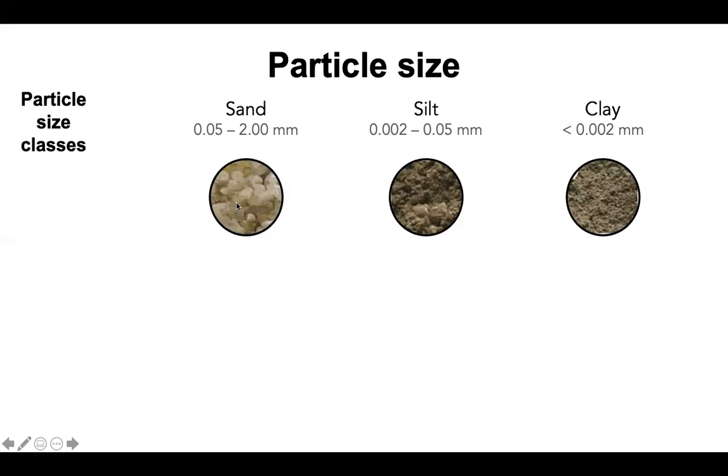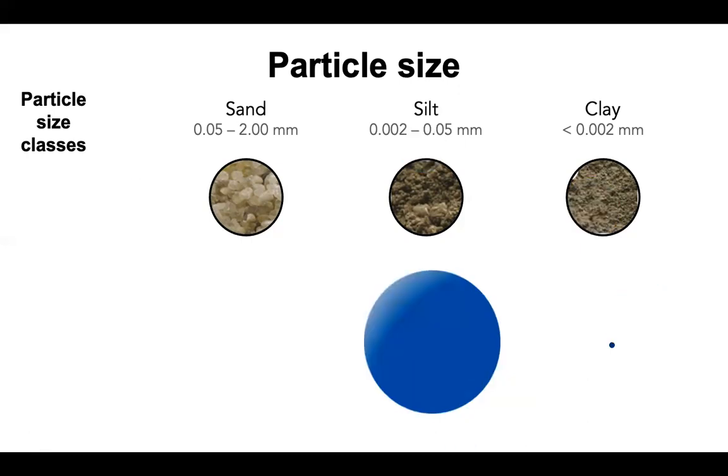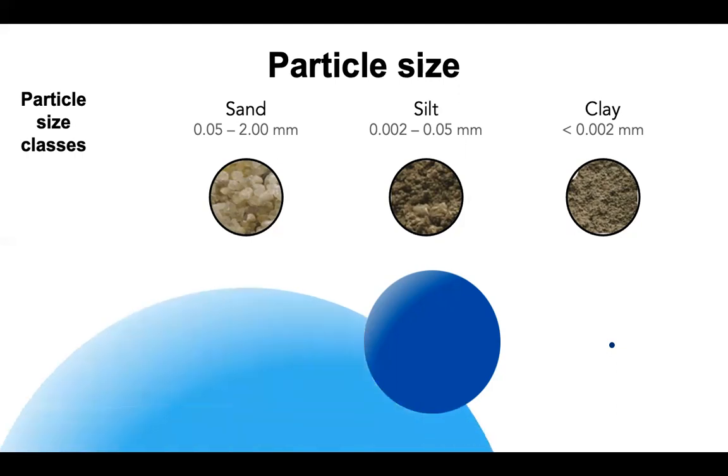Now, just to give you a sense of scale, right, like these numbers are kind of abstract. If a clay particle was about as big as this little dot right here, a silt particle would be about yay big, whereas a sand particle is going to be much, much larger, as you can see here.